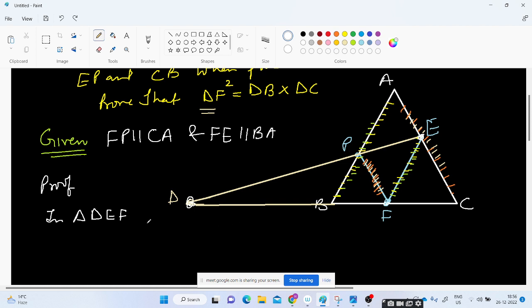Which two lines are parallel? AB is parallel to EF. It is visible, beta, AB. So a part of AB which is parallel, that is PB, is parallel to EF. Okay, this line is wholly parallel.